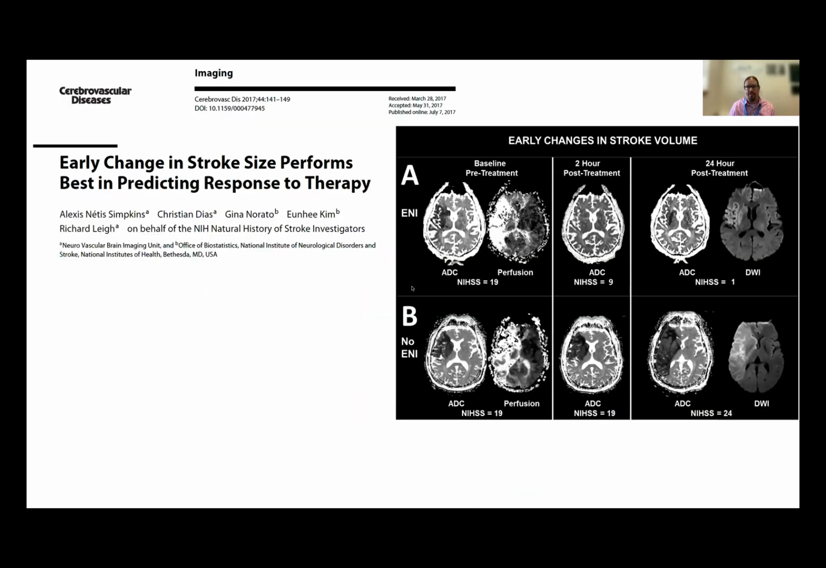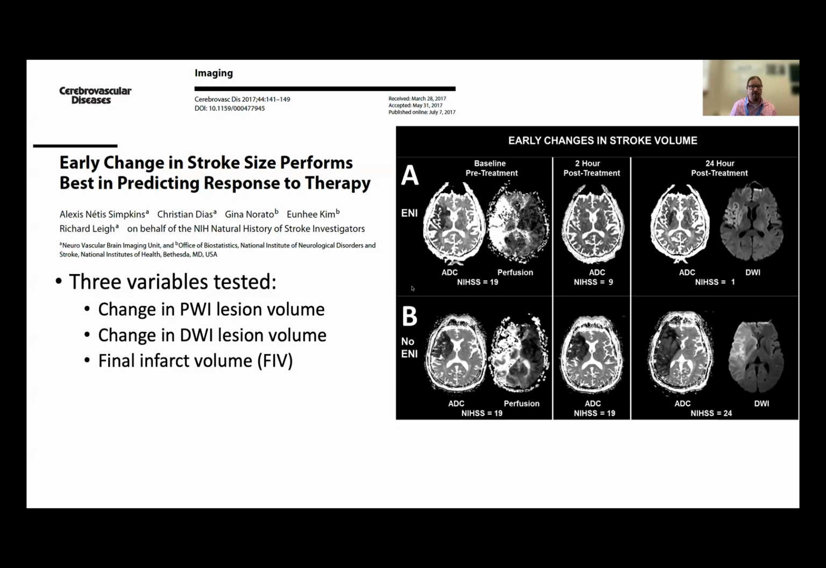And we actually demonstrated this in this paper here, where we were asking this question: what was going to be the best predictor of recovery in the first 24 hours after receiving TPA? And so what we found, we looked at 3 different things. We looked at change in the perfusion volume, right? We would expect that to predict someone doing well. We looked at change in the diffusion lesion, so that ADC reversal piece of it. And then, of course, the industry standard, which is final infarct volume, right?